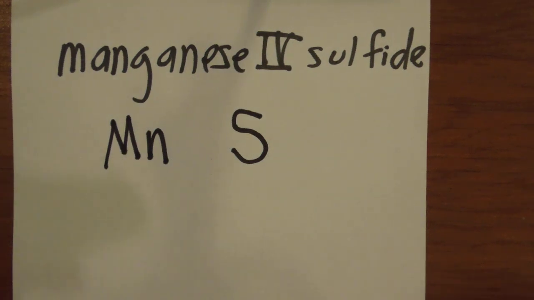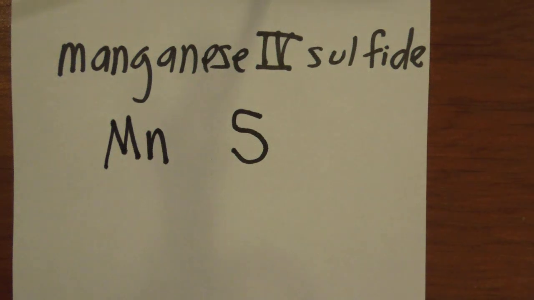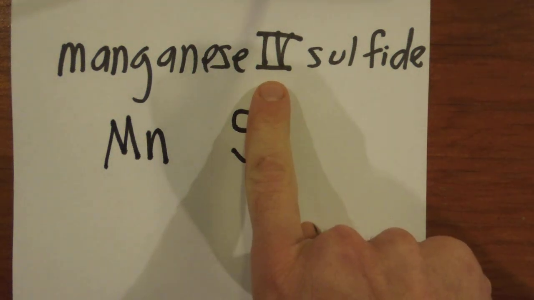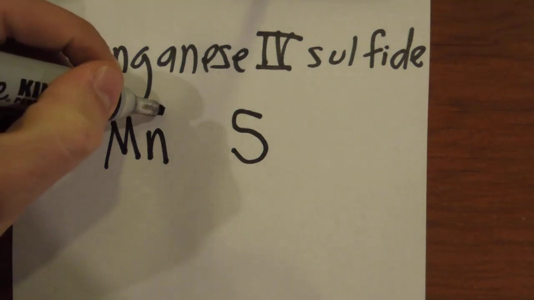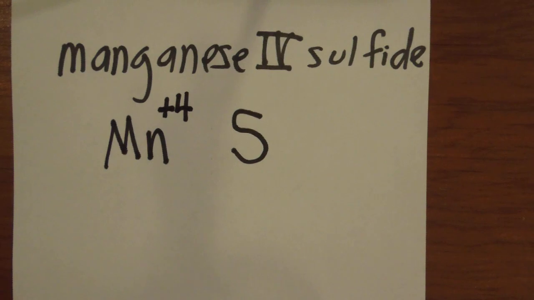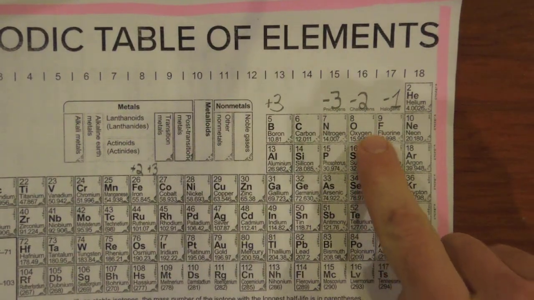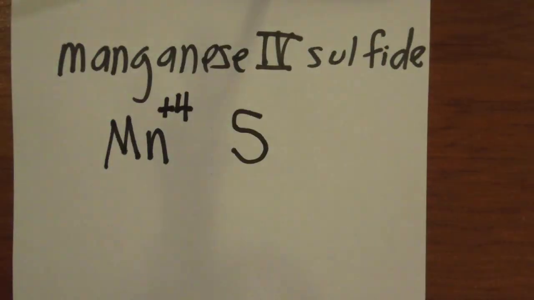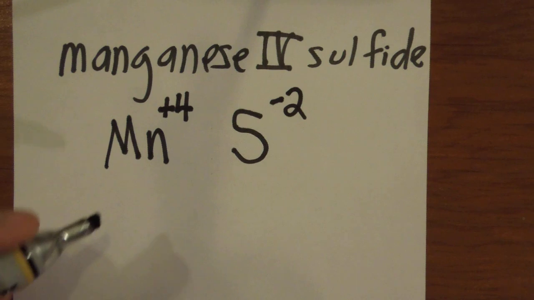All right then, so what is the charge on manganese 4? Should we find manganese on the periodic table? Well, we could, but that won't help us. Boom, there's the charge of manganese right there. The charge of manganese, +4. And then sulfur, well, maybe we should look that one up on the periodic table. Yep, there's sulfur, comes in at -2. So we'll put a -2 up there for our friend sulfur.